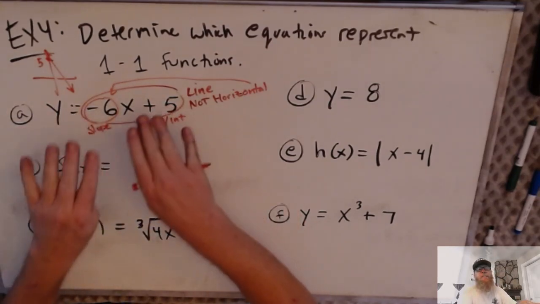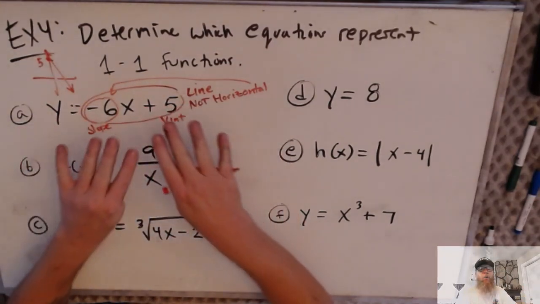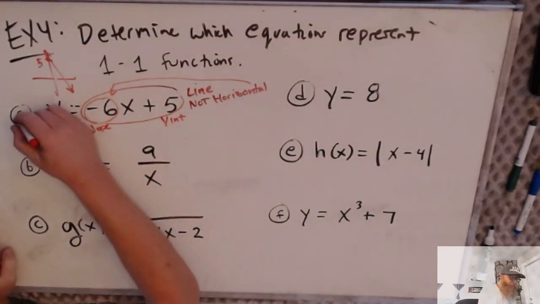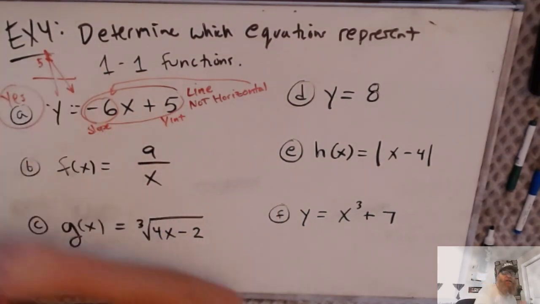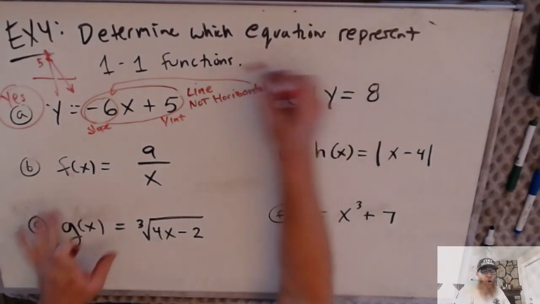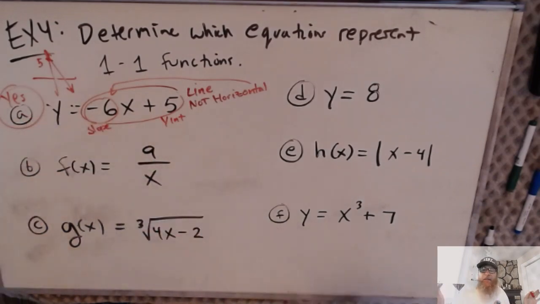So I know this is a line. I know that it's not horizontal. And so I know it's 1-to-1. So yes, this one is 1-to-1. I'm just going to mark yes and no next to each one, whether it's 1-to-1. In your homework, only pick the yeses, okay? Just ignore the no's.